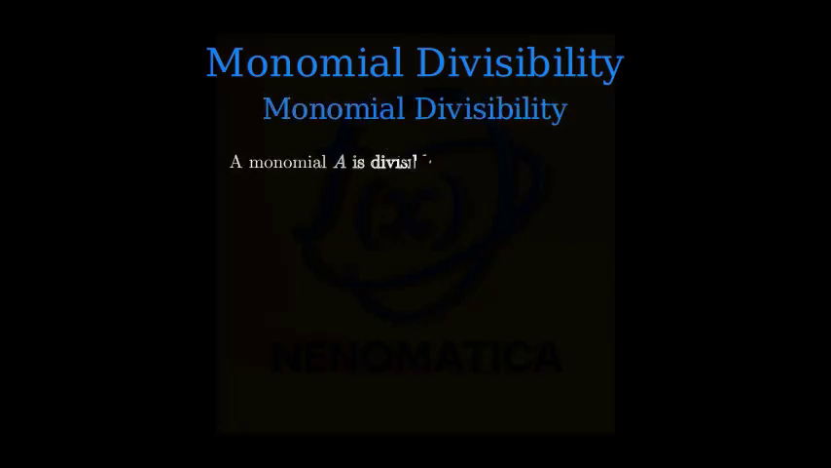A monomial A is divisible by a monomial B if the result of dividing A by B is also a monomial. This is possible under specific conditions, which we'll explore in detail. Now, let's examine the first condition for monomial divisibility.